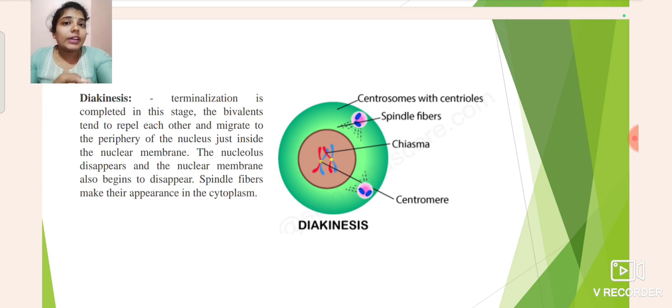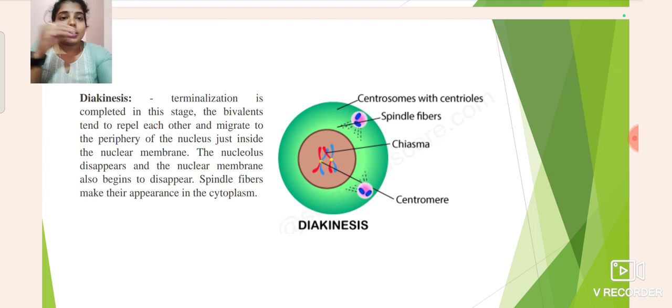Spindle fibers will form in the cytoplasm. These are some of the changes that occur as the cell moves towards the metaphase stage. So what occurs in diakinesis? Terminalization occurs. It means the crossing over segments, or the bivalent segments, completely repel each other and move towards the nuclear membrane.